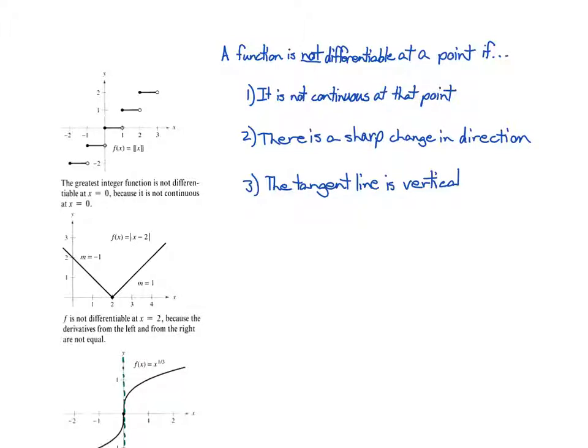Likewise, a function is not differentiable at a point if there's a sharp change in direction. We would say it's not smooth. So here, the absolute value function is a good example of that. This one has the point or vertex at the point (2, 0). So this is not differentiable at x equals 2. It is differentiable at 1 or 0 or any other value of x, just not at 2.